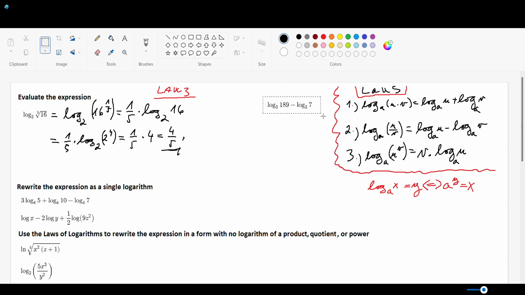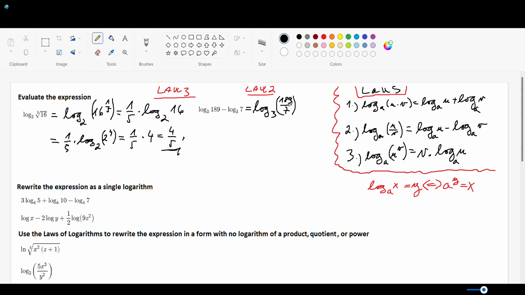Let's solve the second one. And here we can see that we have a subtraction, so we will use the law of quotient. Basically, we can simplify this as logarithm base 3 of 189 divided by 7, or over 7 if you want. So we used law number 2 here.